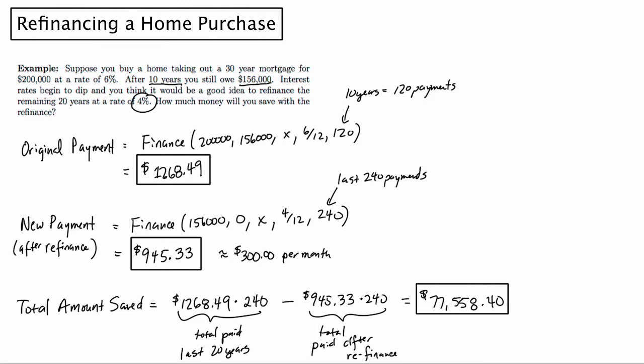And so this has been a thing that people have had to think about for quite some time here over the last couple of years. And so this just talks about some of the mathematics behind that, in particular how to calculate the new payment. That's the new thing here, calculating the payment for the last 240 payments as being different than the original payment.